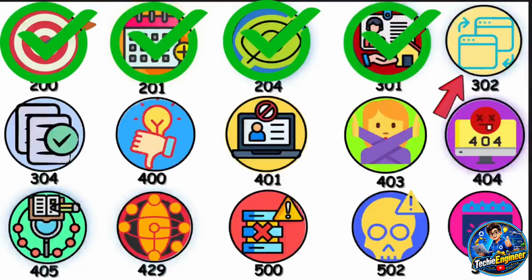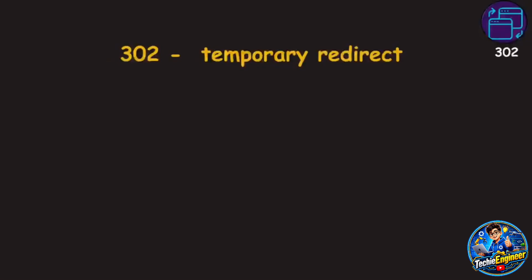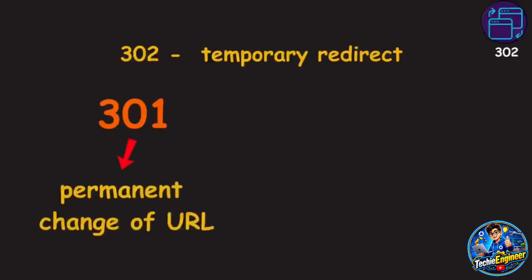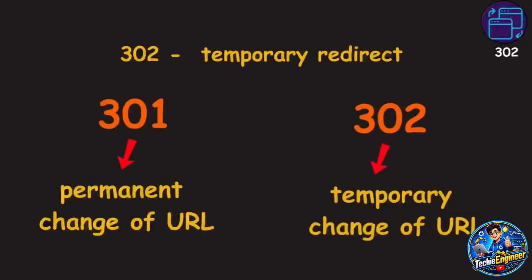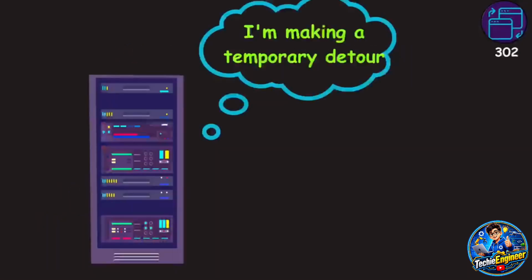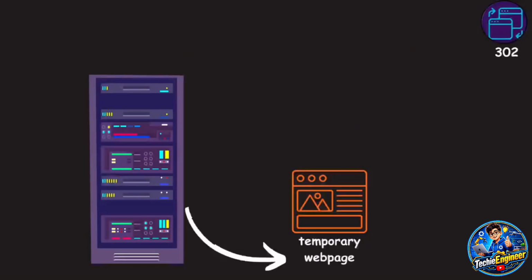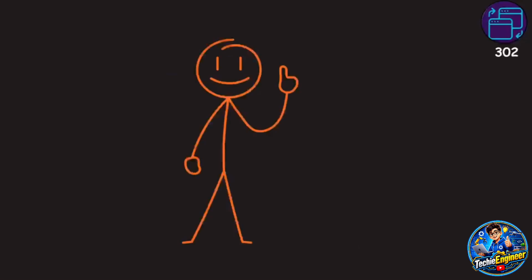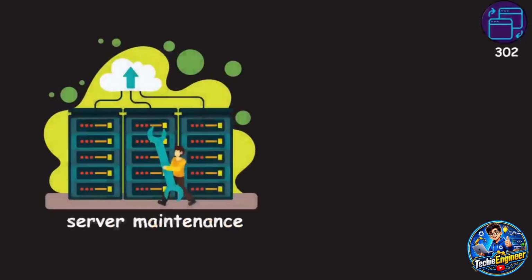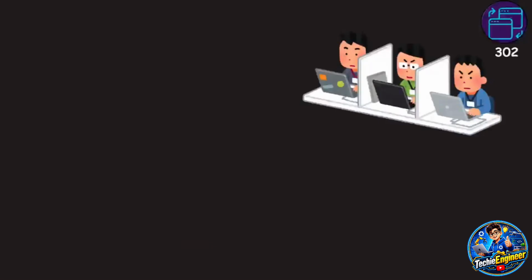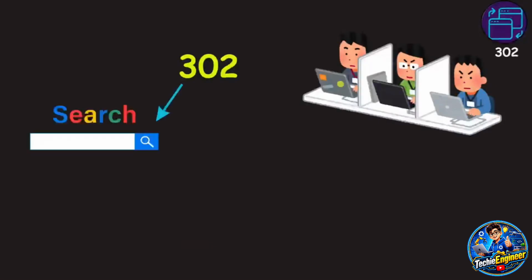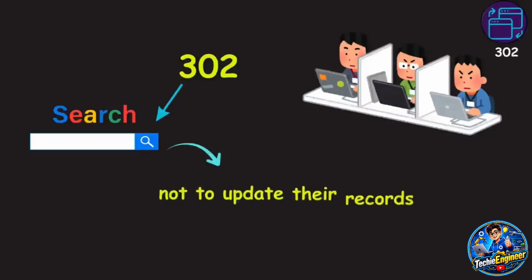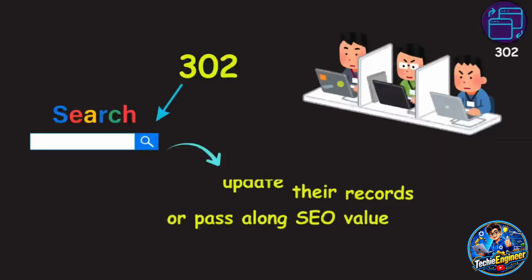302. The 302 is a temporary redirect. Unlike a 301, the move is short-term and the original URL will be back. The server is saying, I'm making a temporary detour. The content is over here right now, but please keep using my original URL for all future requests. This often happens during server maintenance or A/B testing. For developers, the difference is crucial. A 302 tells search engines not to update their records or pass along SEO value.